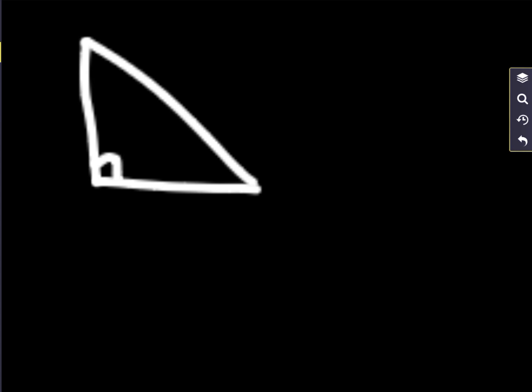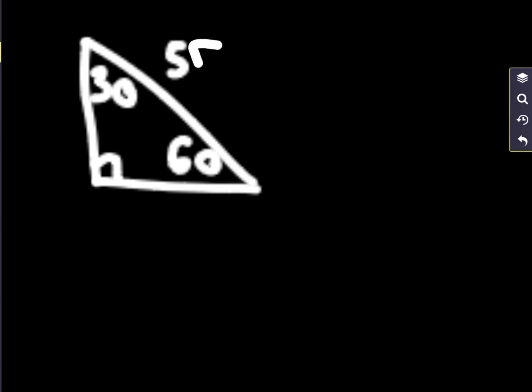And say we have another right triangle. So we have this one. Let's say this side is 30, and let's say this side is 60. Let's say the hypotenuse is 5 radical 2. What are the other sides?